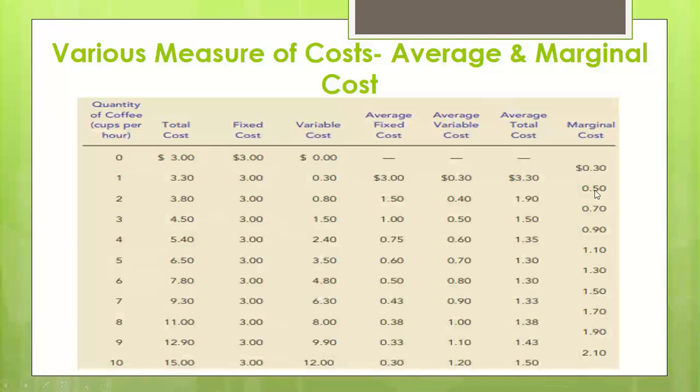Then comes marginal cost, and marginal cost here at the output of 2 units is 0.50. The formula for calculating the marginal cost is change in total cost due to change in quantity. Here the change in total cost is 3.80 minus 3.30. By subtracting these two values, you get the change in total cost, and the change in quantity is obtained by subtracting 1 from 2. Calculating these two values, we get 0.50. That is the marginal cost here.